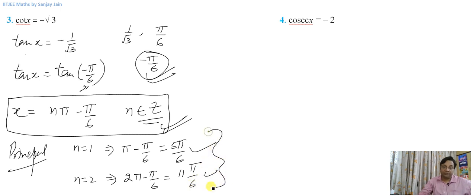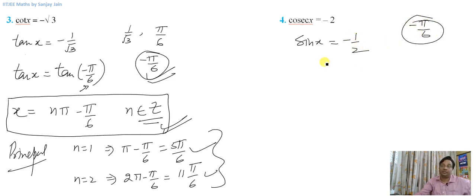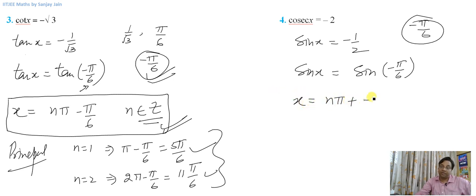These are my principal solutions. Let us look at this. If I consider this as sin x equal to minus 1 by 2, so this is again minus pi by 6, right? Because at pi by 6 it will give me 1 by 2, so negative pi by 6, or let me write it like this, sin x equal to sine of minus pi by 6. Now you understand what I am saying? So x is equal to n pi plus minus 1 raised to power n minus pi by 6.